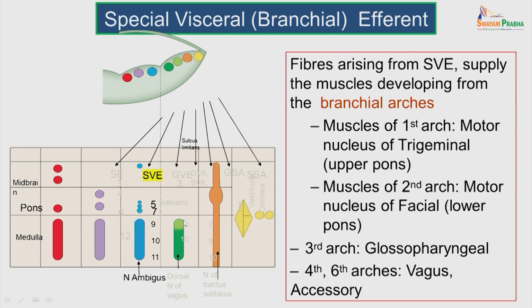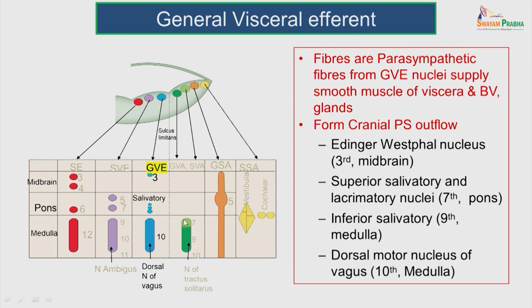Then the general visceral efferent, so the fibers are parasympathetic fibers from general visceral nuclei, supplying the smooth muscles of the viscera, blood vessels and the glands. So, they are from the cranial parasympathetic outflow. That is the Edinger-Westphal nucleus of the third nerve, in the midbrain. Then the superior salivatory nucleus and lacrimatory nucleus of the 7th nerve, that is the facial nerve, again present in the pons. Then the dorsal motor nucleus of the vagus, that is the vagus nerve, again present in the medulla. So, this is the general visceral efferent.